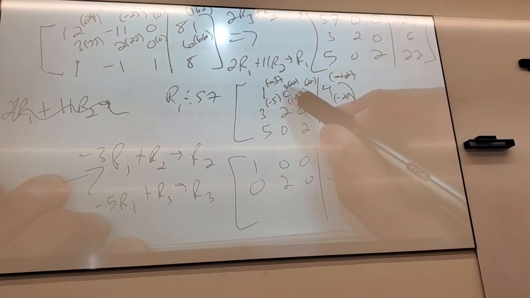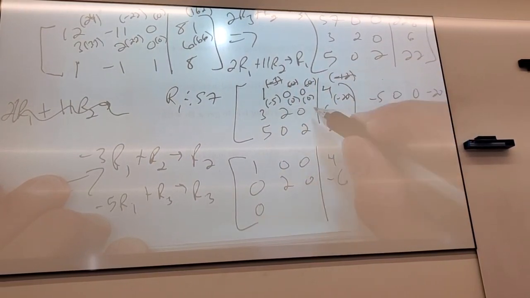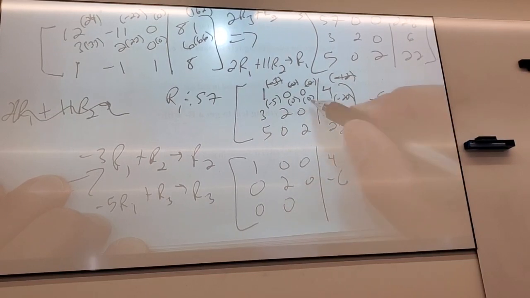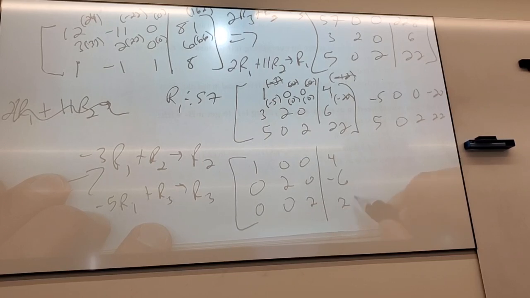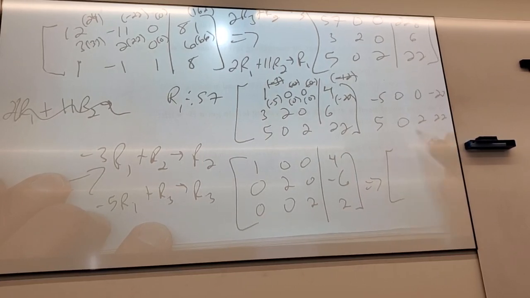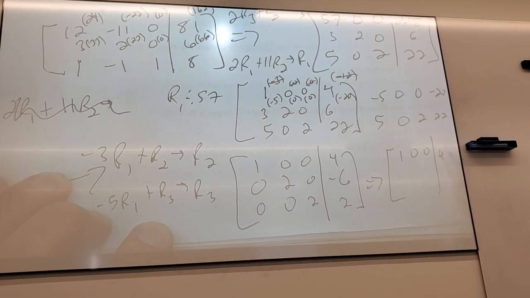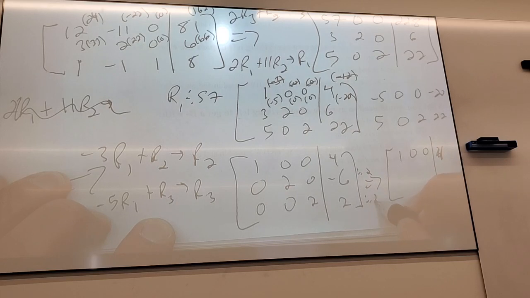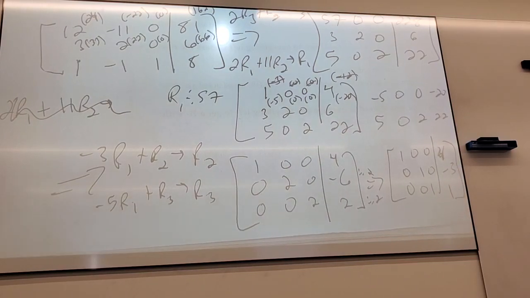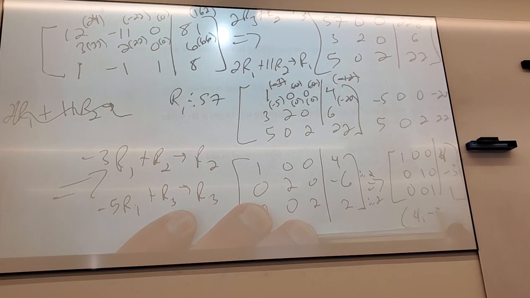So let's see what we get here. -5 plus 5, 0. 0 plus 0 is 0. 0 plus 2 is 2. And -20 plus 22 is 2. So then the final form of this thing is 1, 0, 0, 4. What can you do with row 2? Divide by 2. So then I get 0, 1, 0, -3, 0, 0, 1. So the answer is x equals 4, y equals -3, z equals 1, or you could just write 4, -3, 1.